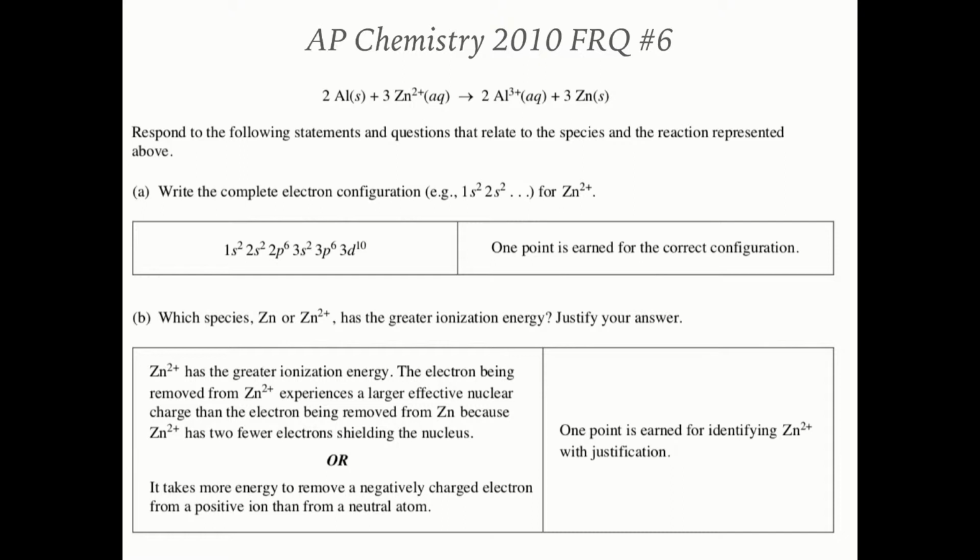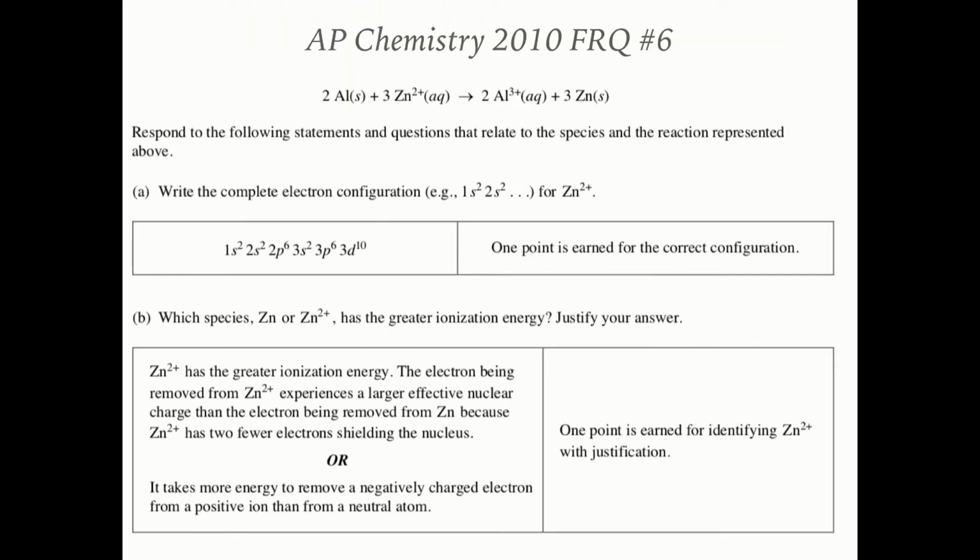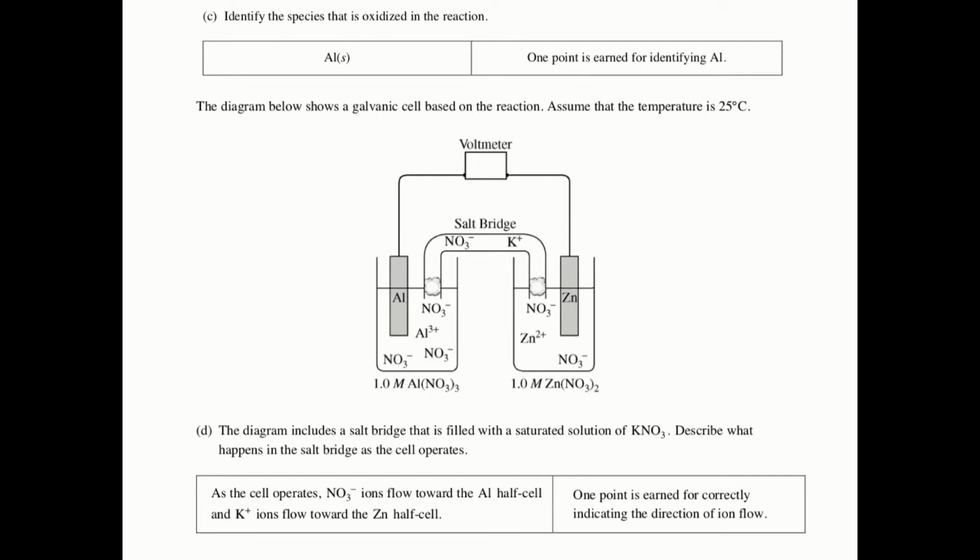I normally just think about the fact that you've removed electrons, therefore it has a greater effective nuclear charge because you have fewer electrons, and the electrons are closer to the nucleus, which they didn't put as an option, but I always think about it that way. But larger effective nuclear charge, or the fact that you're just removing it from a positive ion. Which species is oxidized? Okay, we know that aluminum is going to be oxidized because it is losing electrons, but you don't need to explain it, just identify it. So you would say Al.